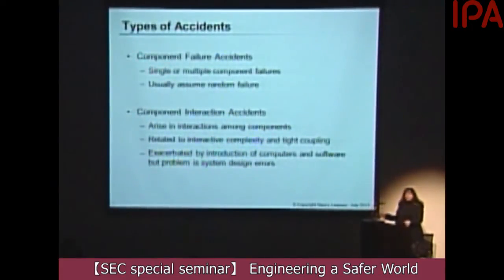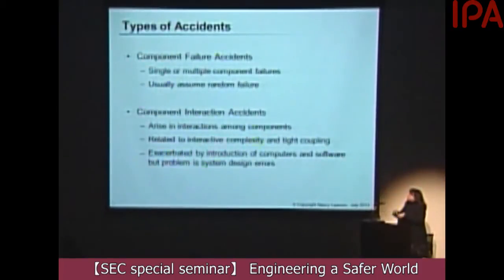So there are two types of accidents. Component failure accidents involve single or multiple component failures. They usually assume random failure. We know how to handle these accidents, and we have lots of ways of doing that. But now we're starting to see these component interaction accidents. These accidents arise in the interactions among the components, not in individual component failures.